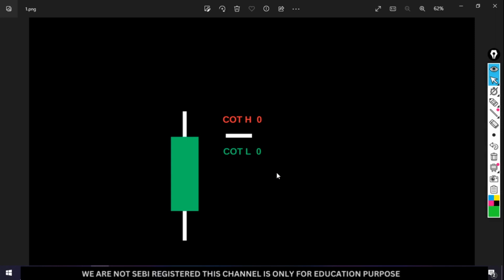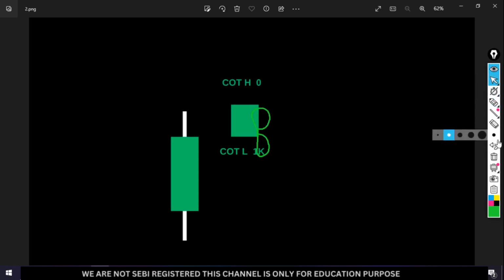Suppose when the next candle opens, there are no buyers and no sellers, so the COT values are at 0, right? Here you see the buyers have pumped the market upside with 1000 quantities of buyers, or you can consider this the buyers' volume. They have pushed the market upside. Here we don't have any sellers' presence.